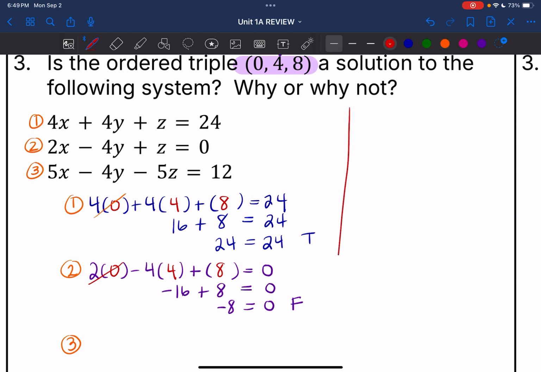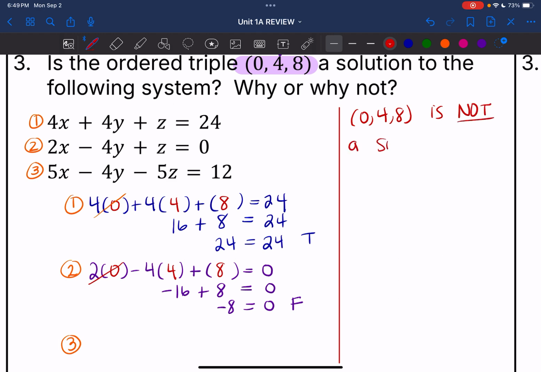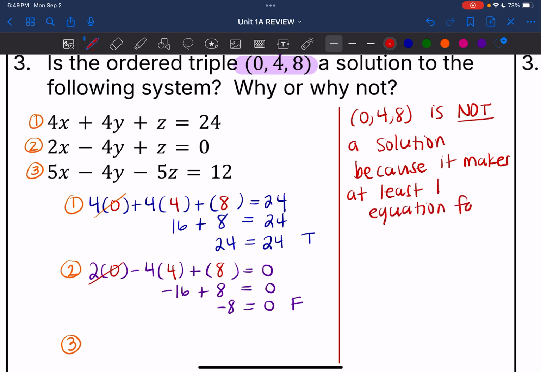So let's write that down. So 0, 4, 8 is not a solution because it makes at least one equation false. So notice how I said at least one. It might be 2. I didn't check the last equation. So at least one of them is false, so it's not a solution.